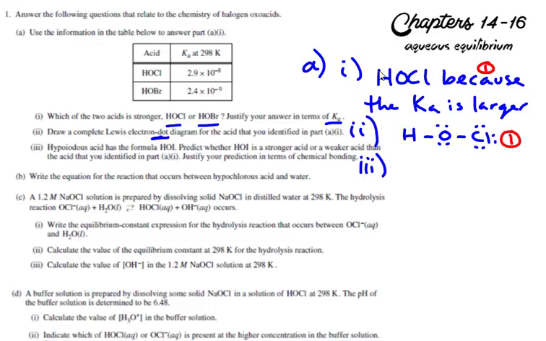Hypoiodous acid has the formula HOI. Predict whether HOI is a stronger or weaker acid than the one you identified in part A I, and you've got to make sure you're answering this in the right way. Justify your prediction in terms of chemical bonding. So let's just look at this in general. If I had HOCl versus HOI, clearly the only difference is the Cl and the I. So that's what you need to be focusing on.